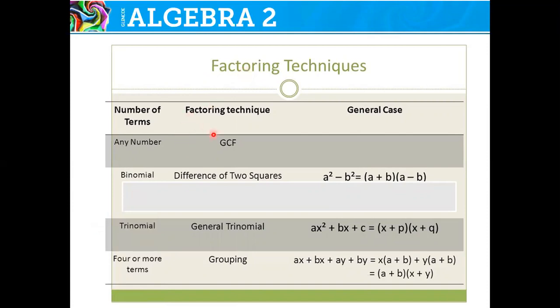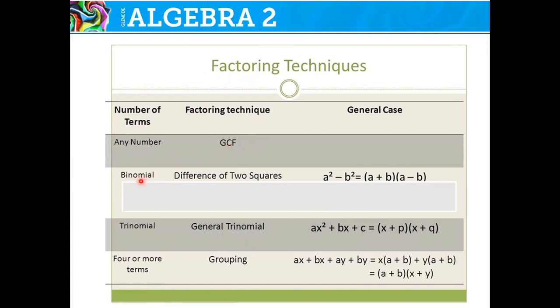Depending on the polynomial itself, for any polynomial, the first step to think about how to factor is the GCF. Always we try to find the greatest common factor between any number of terms that enables us to simplify the polynomial to make it easier to factor.